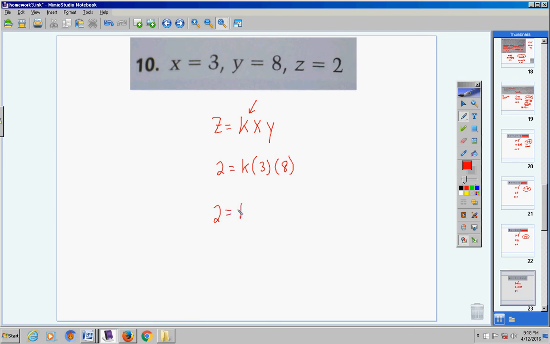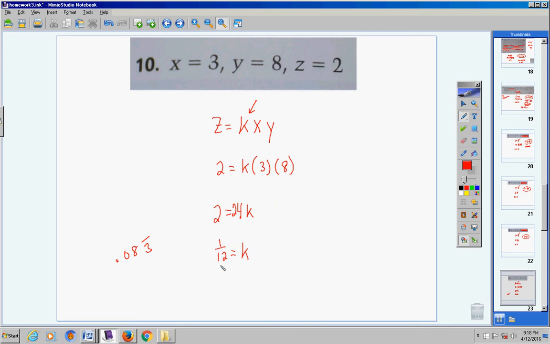So I have 24k. 3 times 8 is 24. 24k. Now divide both sides by 24. And you're going to get 1/12, which is totally fine to use for k, alright? Or if you want the decimal, it's going to be 0.083 repeating. I'm going to use 1/12.